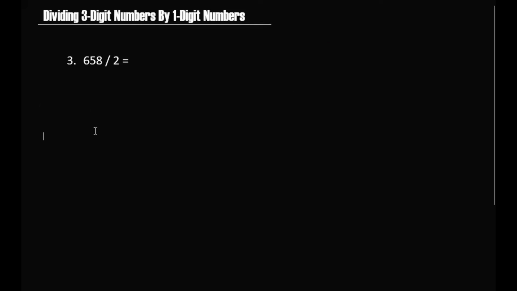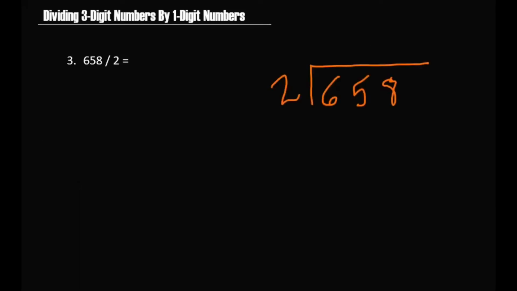Our third question is 658 divided by 2. So let's write our problem down. Now we're just going to see how many times 2 goes into 6. 2 goes into 6 exactly 3 times. So we're going to write a 3 up here, and we're going to subtract 6 from 6. 6 minus 6 is equal to 0.